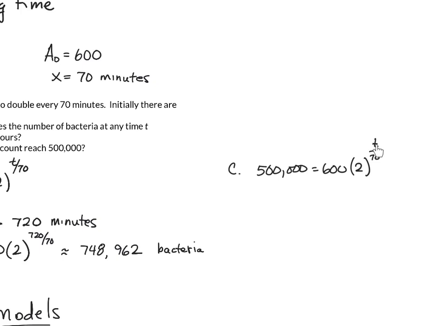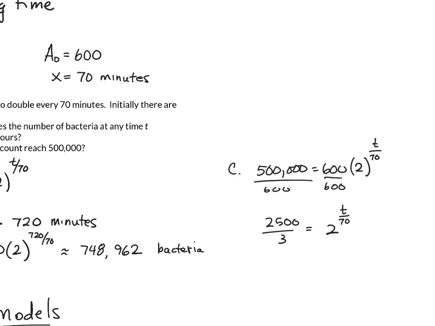Now the variable we're solving for is an exponent with a base, so that makes this an exponential equation. It's those same 3 steps: isolate the exponential term by dividing, then use a logarithm on both sides, and then solve for the variable. The first step is to divide by 600. So 500,000 divided by 600, simplified as a fraction, is 2,500 over 3, equals 2 to the t over 70.